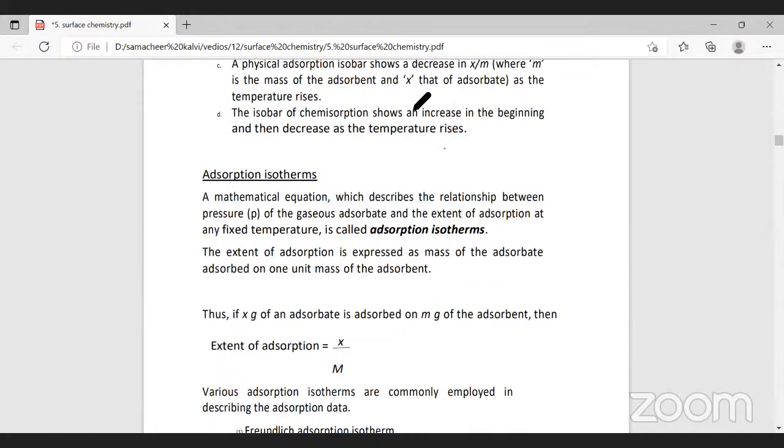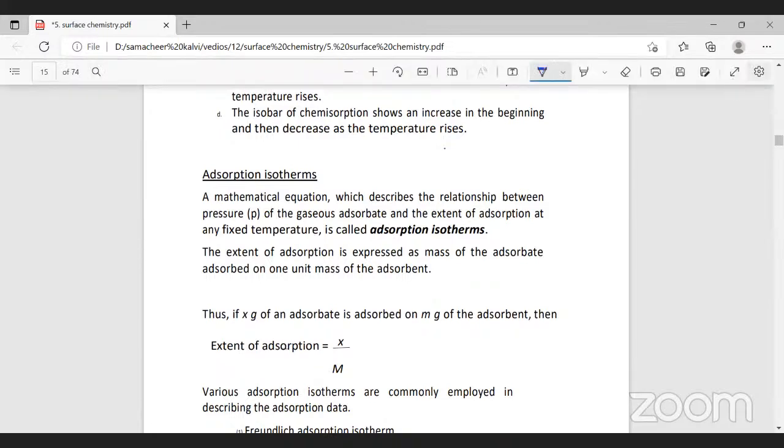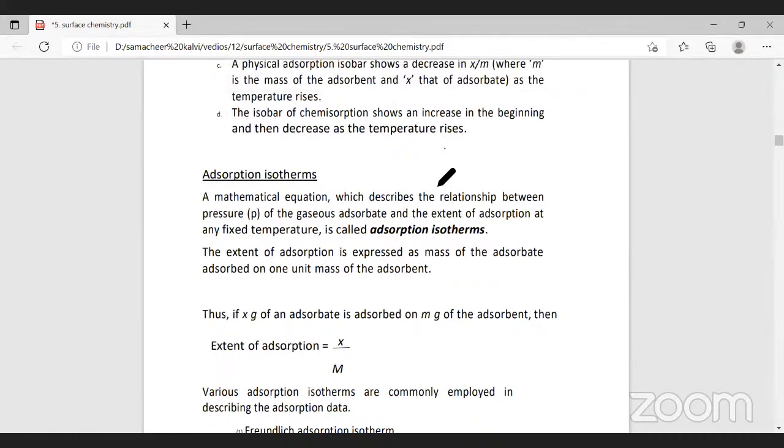Right. Good evening. Yesterday, we were learning about the basic introduction to the chapter surface chemistry, and we learned a few terminologies in surface chemistry, and a lot of questions based on the basic concepts of surface chemistry, adsorption concept in specific. We learned the difference between adsorption and absorption, and the difference between physical adsorption and chemical adsorption, with examples in detail yesterday.